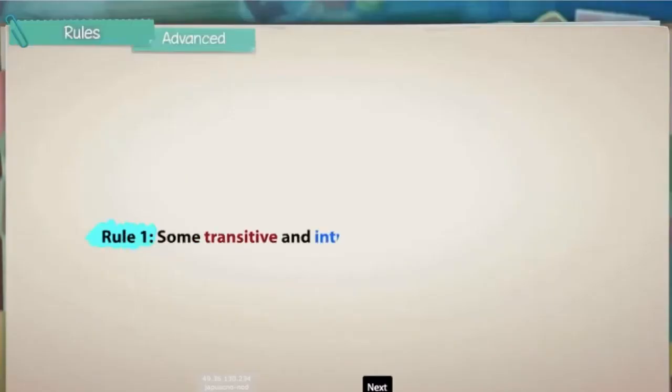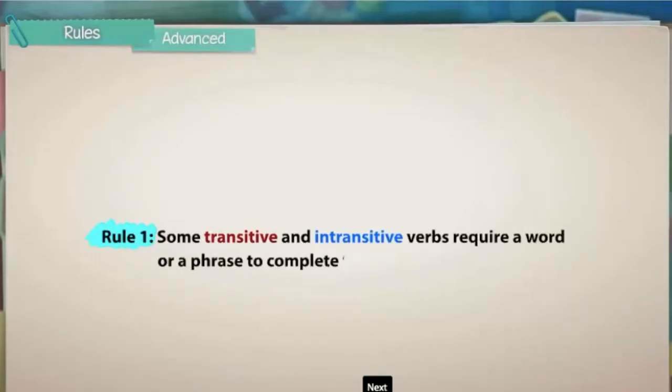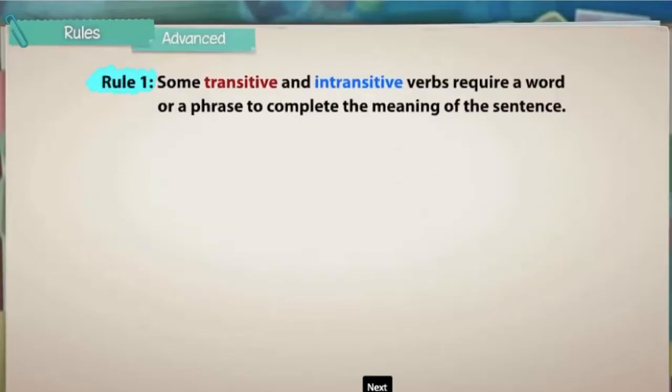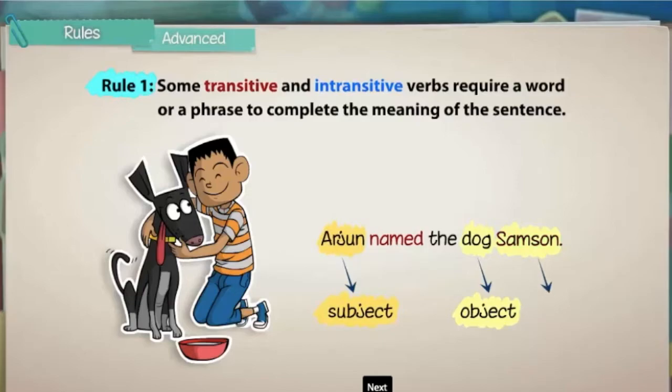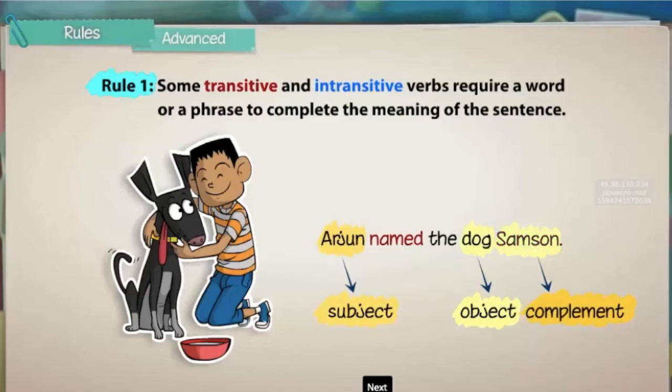Some transitive and intransitive verbs require a word or a phrase to complete the meaning of the sentence. Like Arjun named the dog. Arjun is the subject and dog is the object. So, some transitive and intransitive verbs require a word or a phrase to complete the meaning of the sentence.